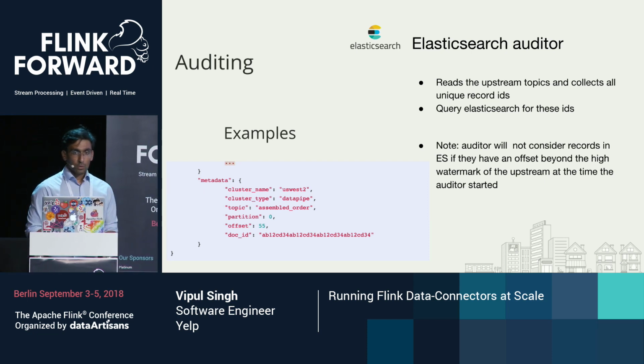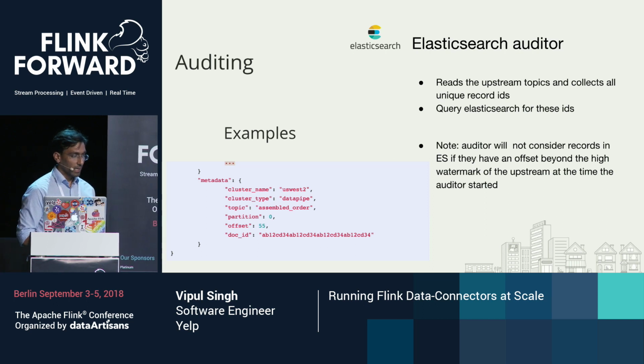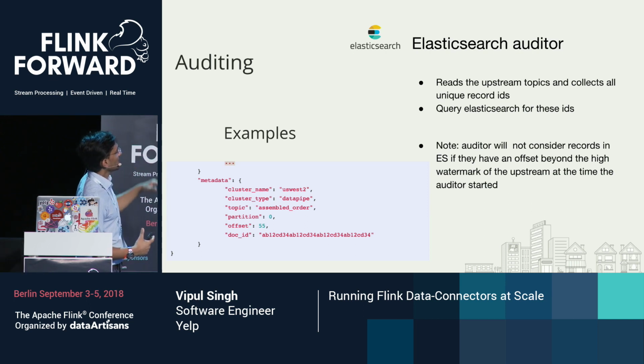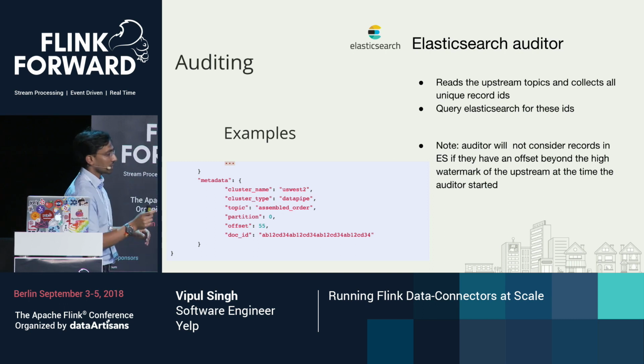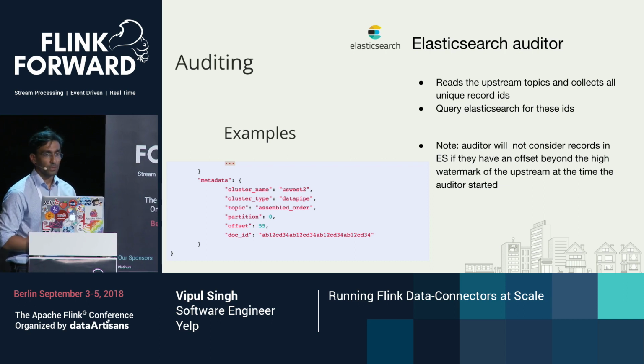One key thing to know about the Elasticsearch auditor, which I'm going to talk about next, is that every time we upsert a document, we add this metadata information in the document. In this case, you can see that there's some offset 55. This corresponds to the Kafka message of the document which we have uploaded.